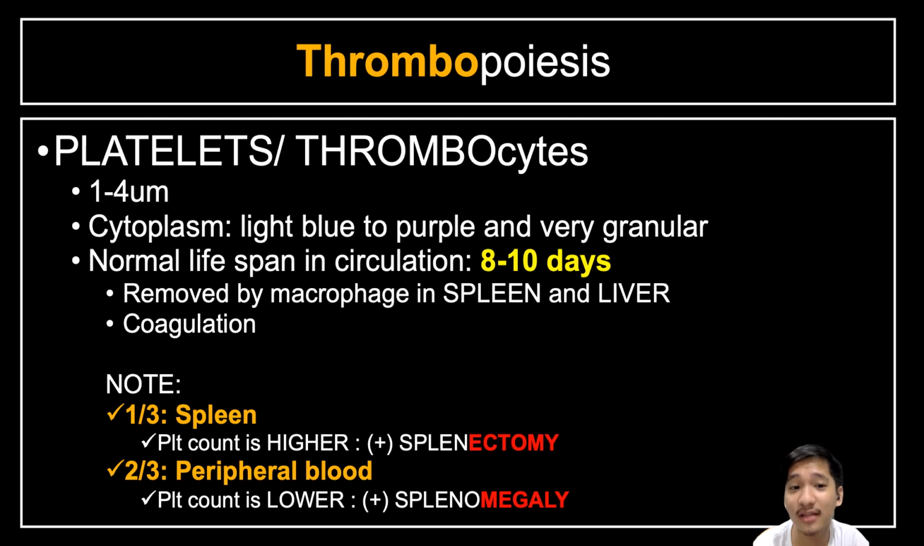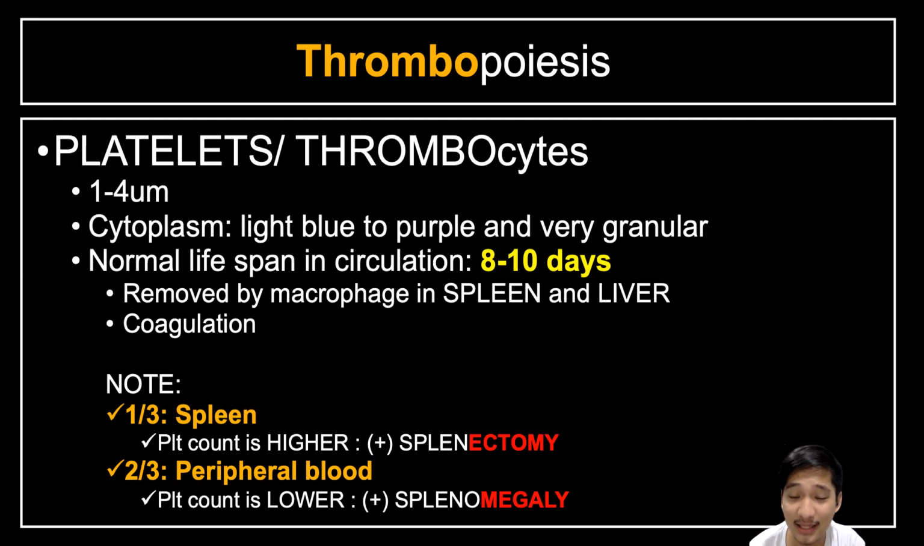Because they are constantly removed by our macrophages in the spleen and the liver, so by the Kupffer cells. And when we have breaks in our skin, and then we have a wound, they are consumed by our coagulation cascade. So they are removed by the macrophages and used by the coagulation. So take note of this.